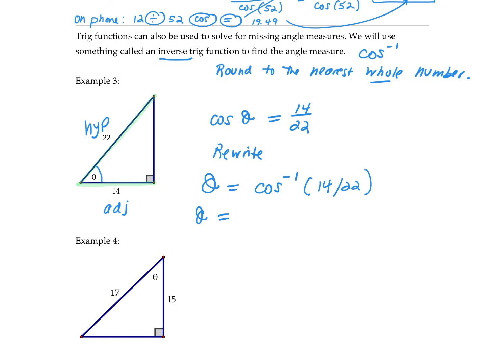To get the inverse cosine, you're going to press second and cosine on your scientific calculator and on your phone as well. Okay, so if you do that in your scientific calculator, you press second, cosine, and then type in 14 divided by 22 and hit enter on your phone.